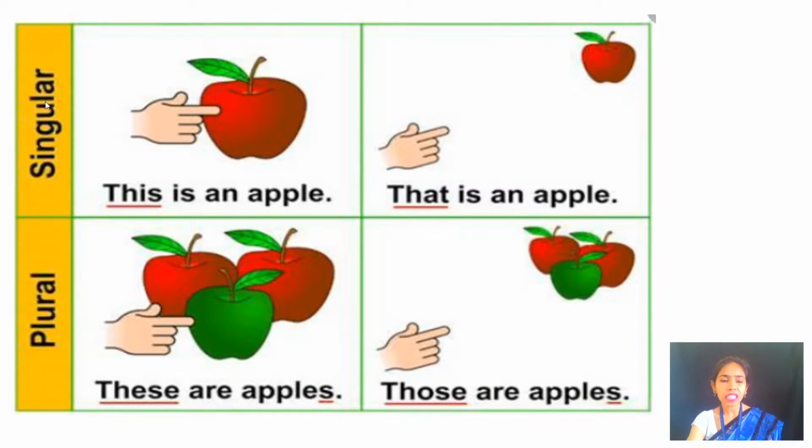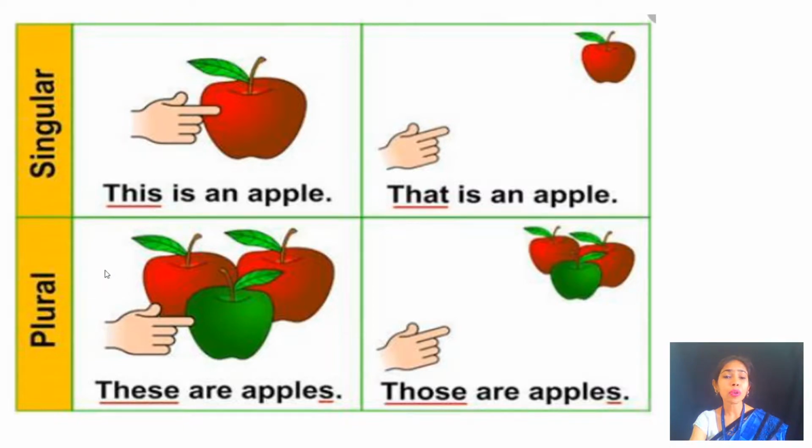Here in the singular form, what is the meaning of singular? Singular means one, anything which is one in number. How many are there? Only one. Anything which can be counted as one. For that we will use this or that. कोई भी चीज अगर एक है तो हम this या that यूज कर सकते हैं.